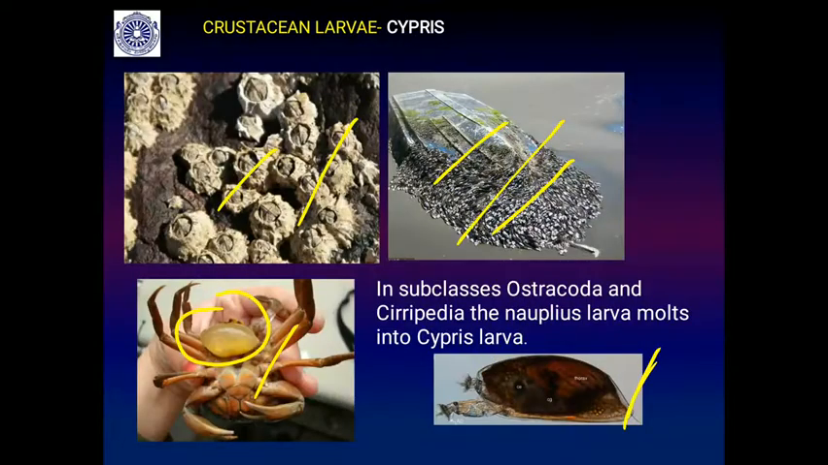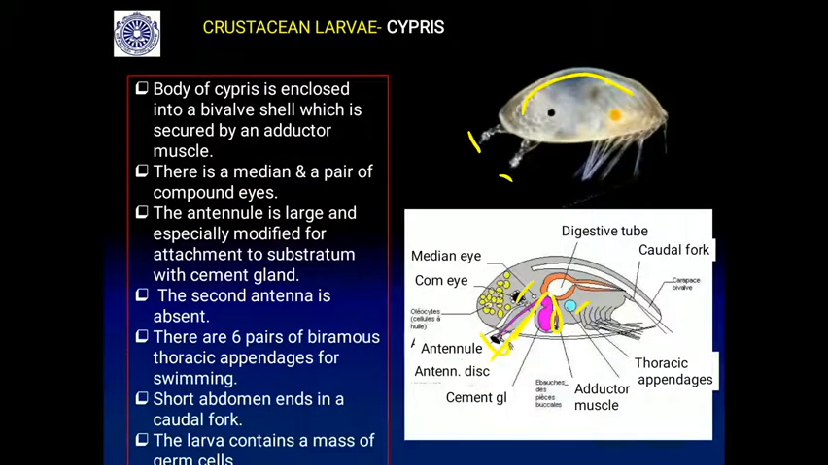Here you see the rock barnacle, on wooden pieces of a ship. This is what you can see: the antennule, and it is connected to the cement gland. The second antenna is absent, and you will be able to see 6 pairs of thoracic appendages. They are biramous appendages.